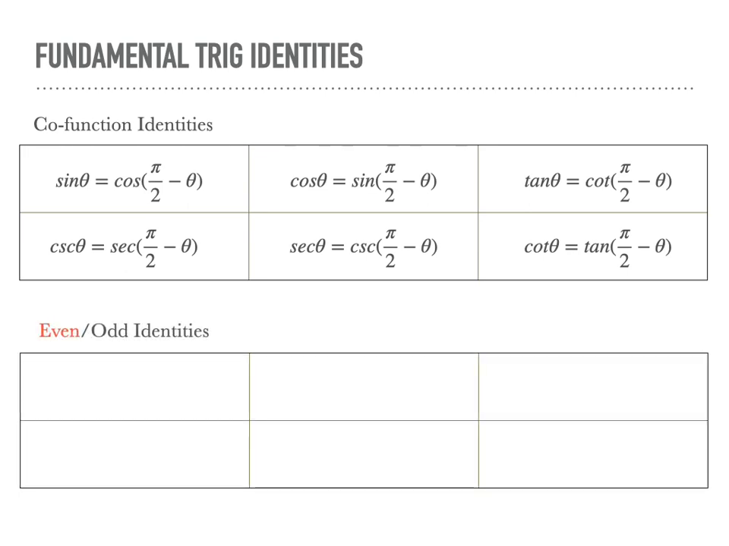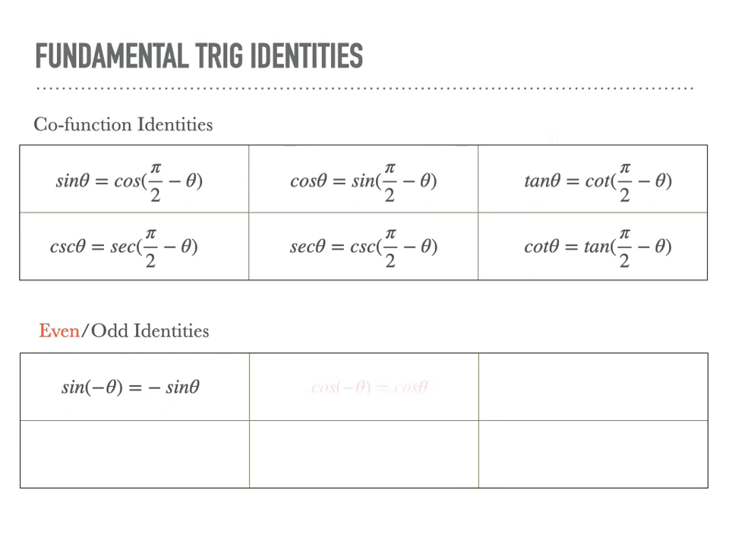Next up, we have even and odd identities. This is also pretty helpful when you are solving or evaluating or just working with trig functions or trig equations. First up, we have sine of negative theta equals negative sine of theta. Basically, what this is saying is that, having seen what a sine function graph looks like, you can see that if you flip it horizontally versus vertically, it actually looks the same, which is pretty cool.